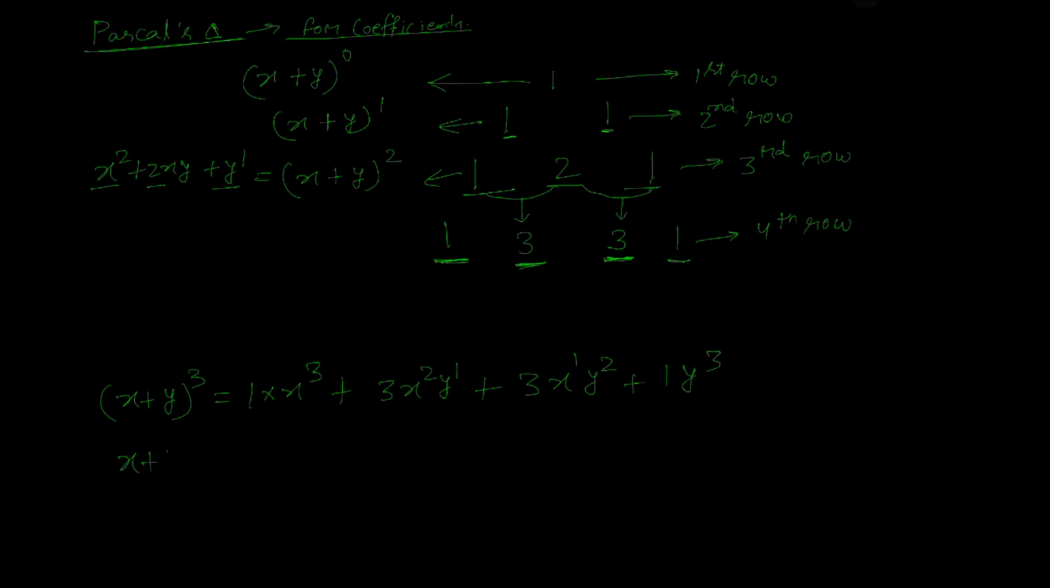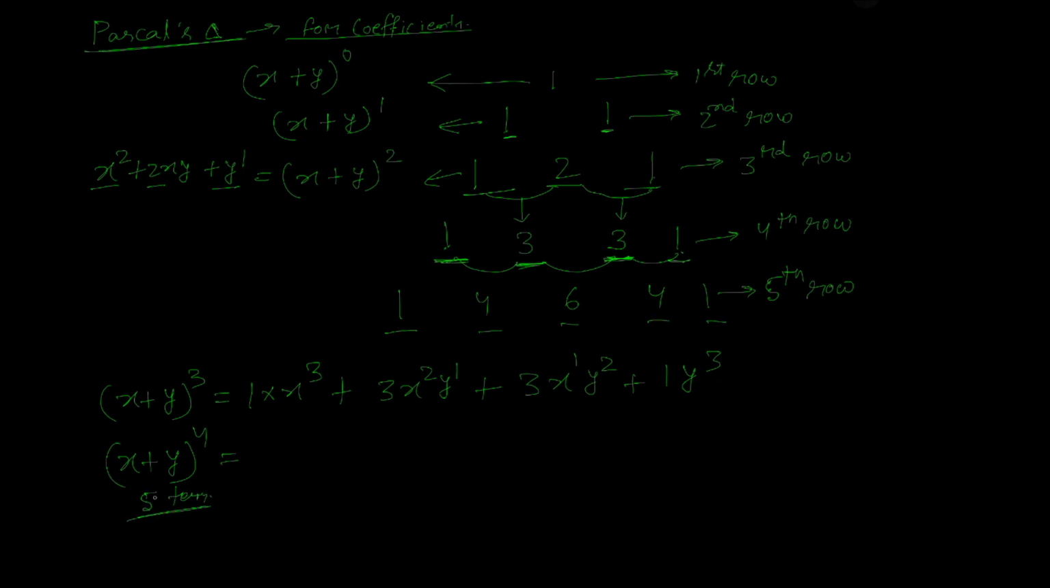If I want to write x plus y to the power 4, how do I go about it? 4 will be in the 5th row, right? So for 5th row, how do we take? This 1 will come here, this one will come here. Add these 2, you get 4. Add these 2, you get 6. Add these 2, you get 4. So coefficients are 1, 4, 6, 4, 1. Remember, if the power is 4, there will be 5 terms.